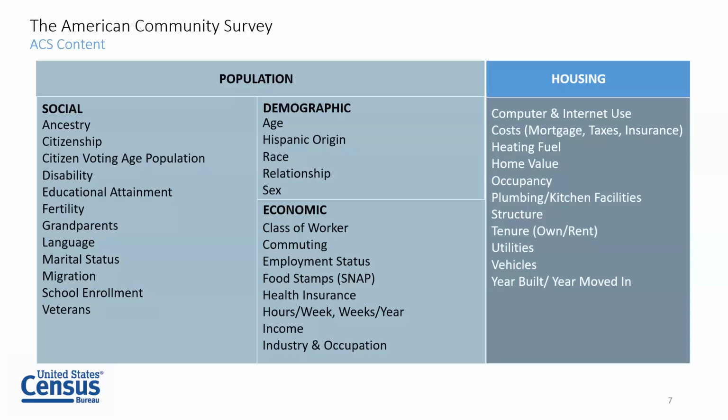Each question on the ACS is required for federal and state programs. We provide a resource on the ACS website called the Why We Ask page, and this gives the public information on the required use cases for these questions, as well as how they appear on the questionnaire.